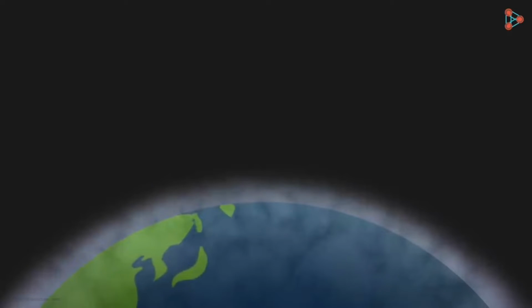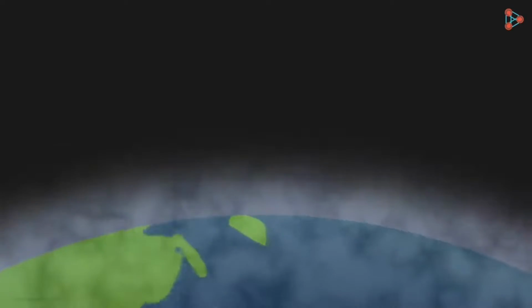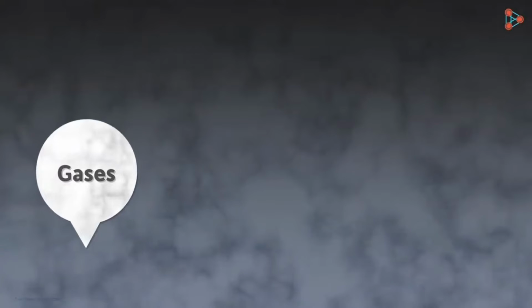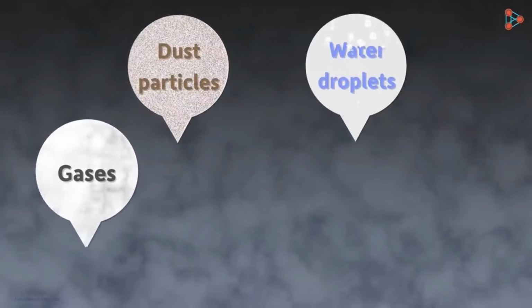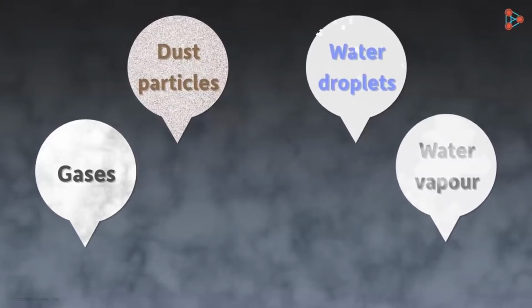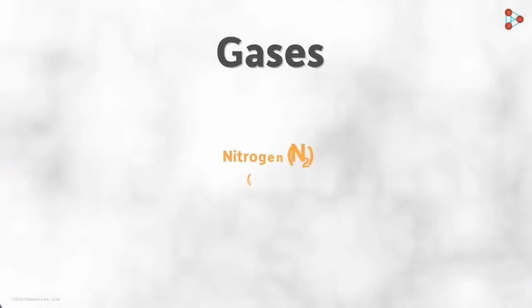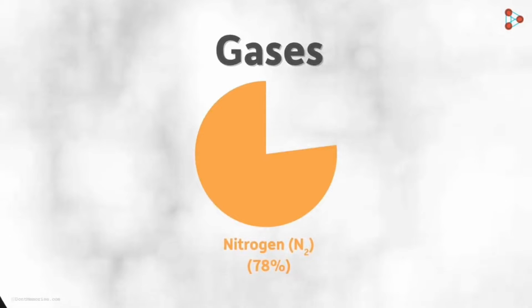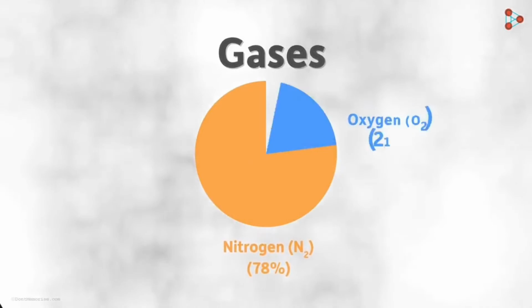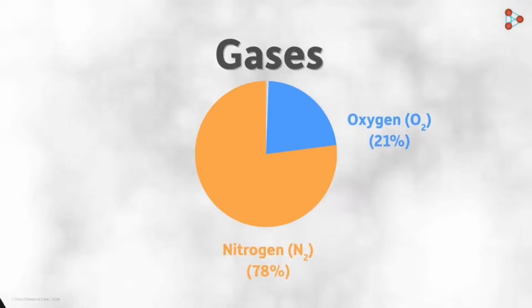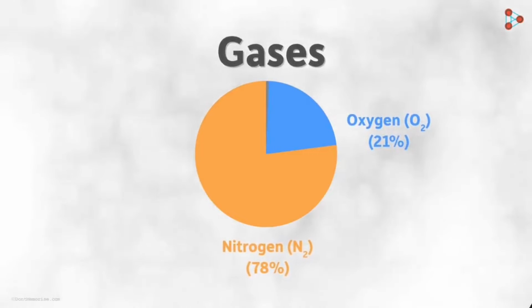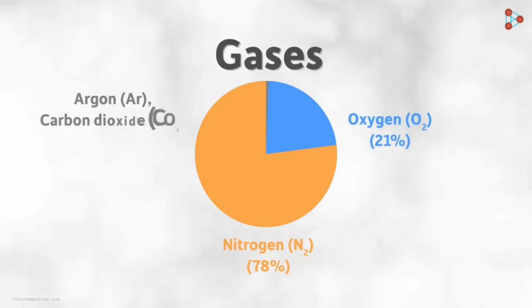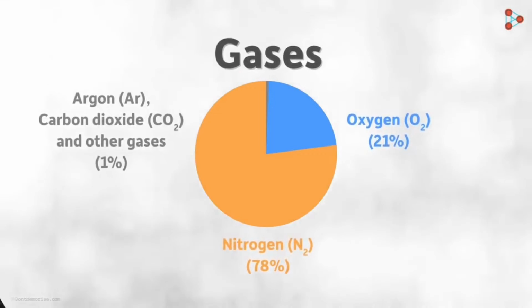And what forms the Earth's atmosphere? The Earth's atmosphere is mainly composed of gases, dust particles, water droplets, and water vapor. Among the gases, nitrogen is present in abundant quantity at around 78%. It is followed by oxygen, which is approximately 21%. And the remaining is filled with the likes of argon, carbon dioxide, and other gases.